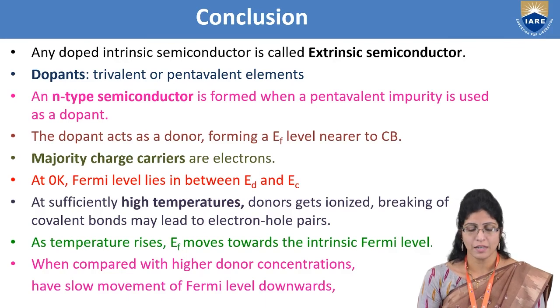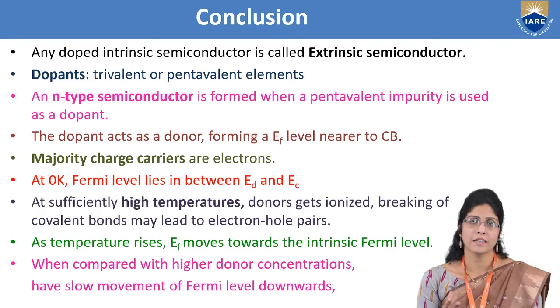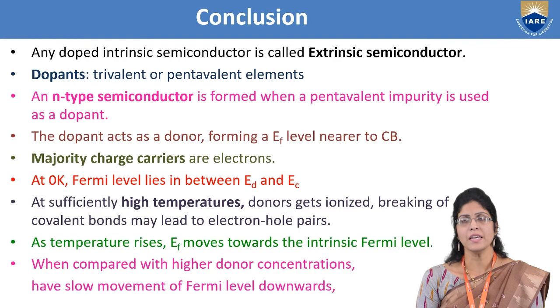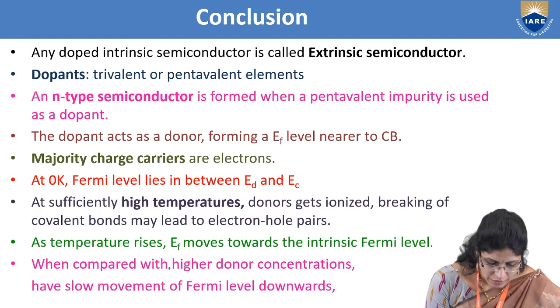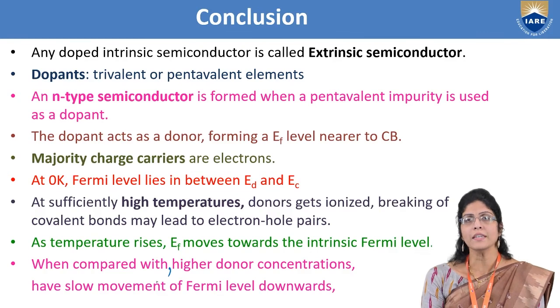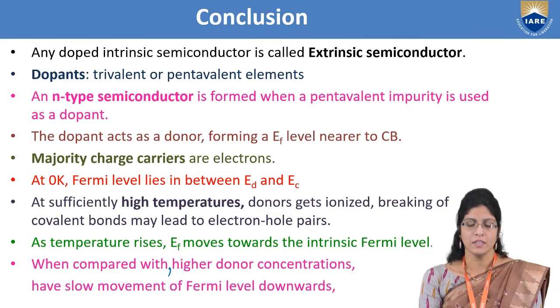So as the temperature rises, the Fermi level moves towards the intrinsic Fermi level, and compared to the higher donor concentrations, the lower donor concentrations will have a faster movement. So the lower the donor concentration, the faster the Fermi level shifts. When compared with the higher donor concentrations, there will be a slow movement of the Fermi level downwards.